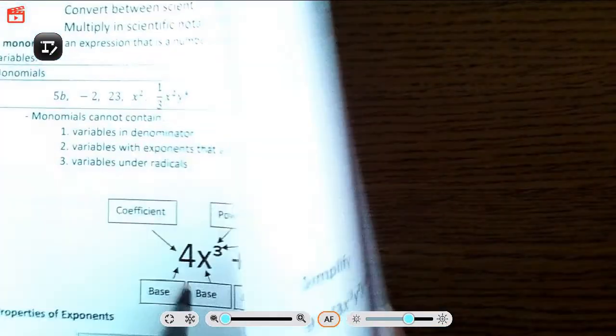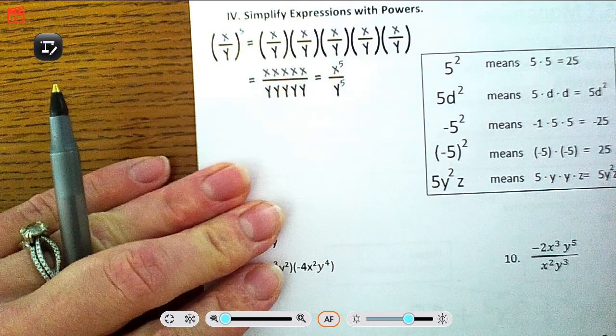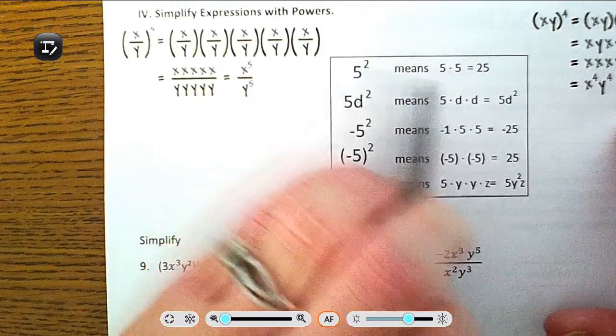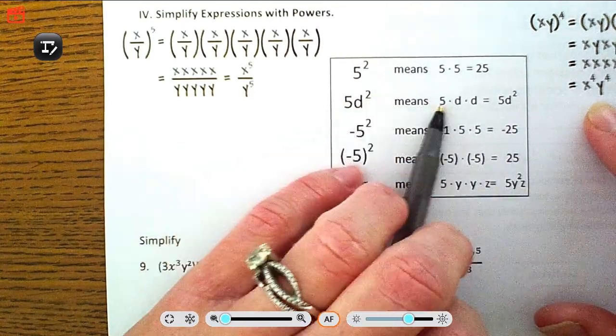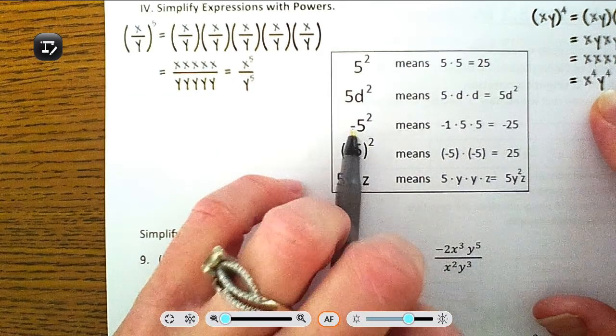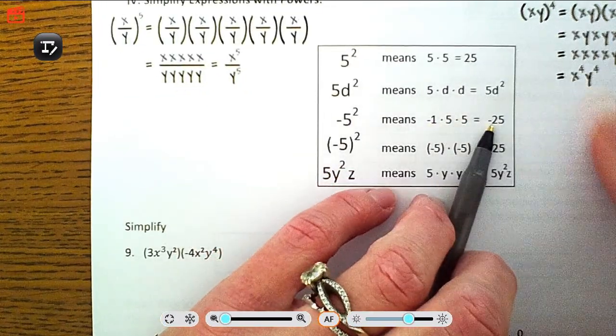Okay, so those properties have to become commonplace for you. And here's a little bit about those other properties. 5 squared means 5 times 5. 5d squared, though, the d is the only part that's being squared. Negative 5 squared means a negative times a 5 times a 5, which is negative 25.